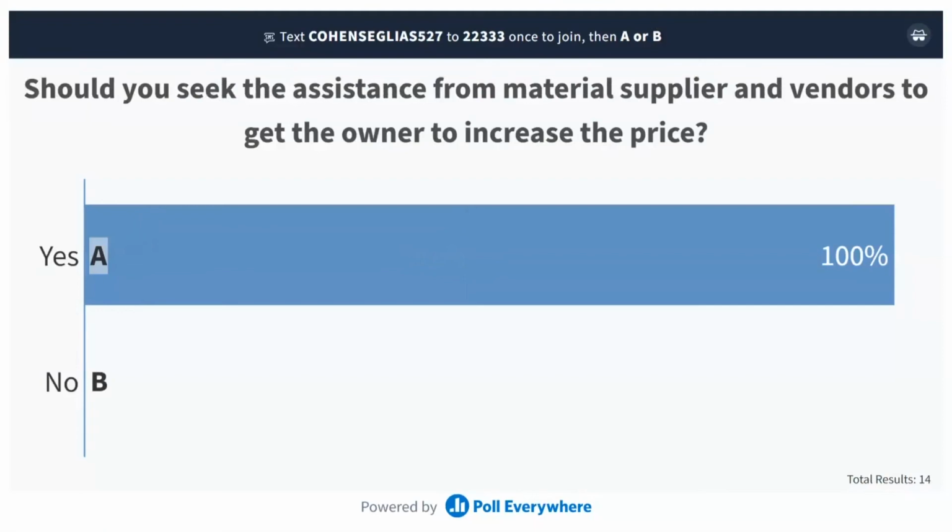Glad to see that 100%. Yeah. Let's give it a little bit more time, see if anyone else is going to chime in. Yeah, I agree. This is a fantastic idea.